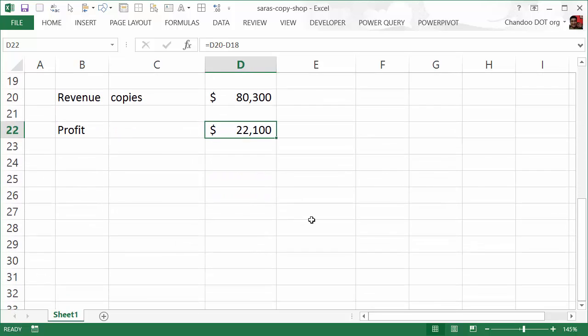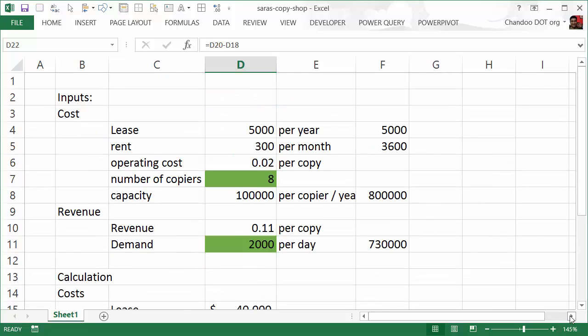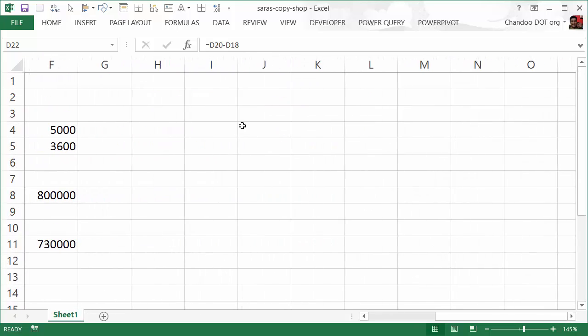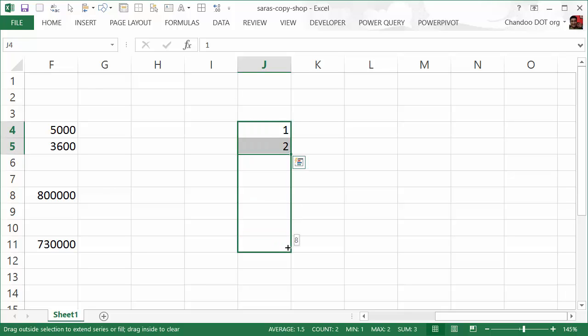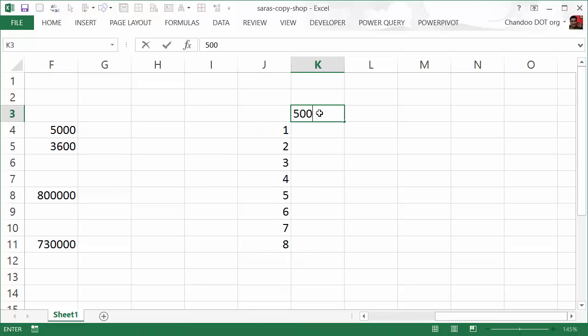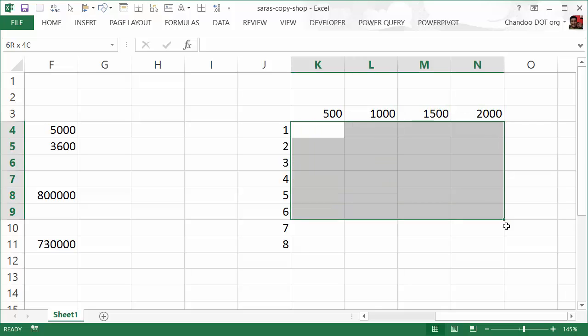Now let's go ahead and build a model that will give us the optimum mix of number of copiers and demand. Okay, and this is where we will say optimum mix, and we will list the number of copiers that we can have. So we can go from 1 all the way up to 8 copiers, and the demand can be 500, 1000, 1500, 2000. And what we want is to calculate the profit values for all these combinations.